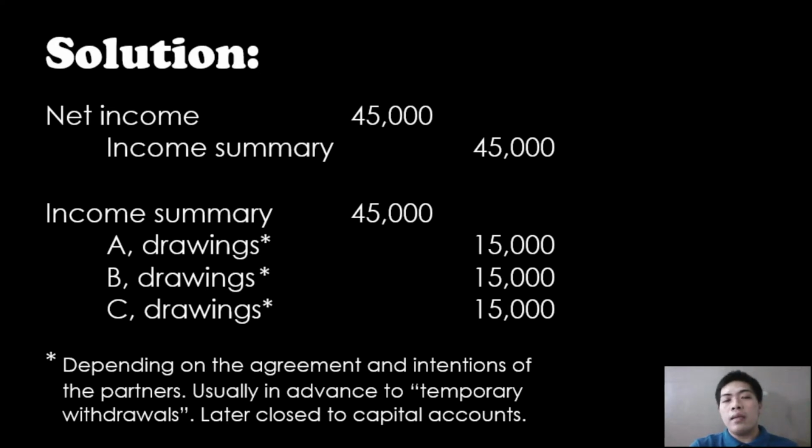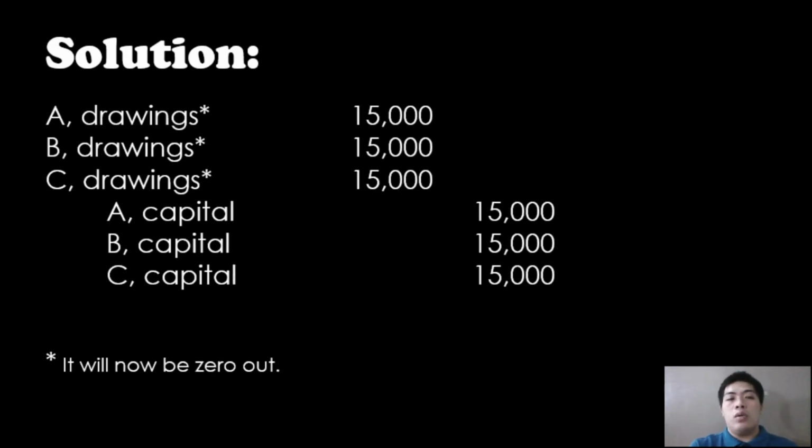Yung income summary, credit nila sa drawings account. Okay. Depending on the agreement and intentions of the partners, usually in advance of temporary withdrawals, they charge na lang yung kanilang share in the profit doon sa kanilang drawings account. Then yung credit na yan, yung effect, mababawasan yung total na debit balance ng ating drawings account kung nagmi-maintain ng drawings account yung partners. Then later, i-close yung drawings account na yan doon sa capital account. So, ganito yung magiging result niyan. Yan. So, credit pa rin sa capital account.